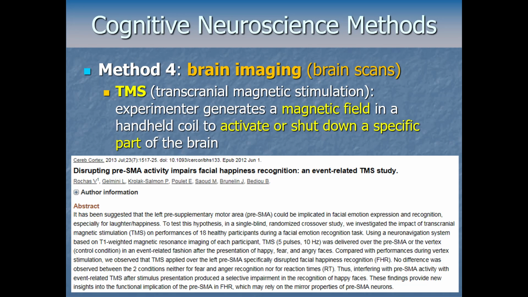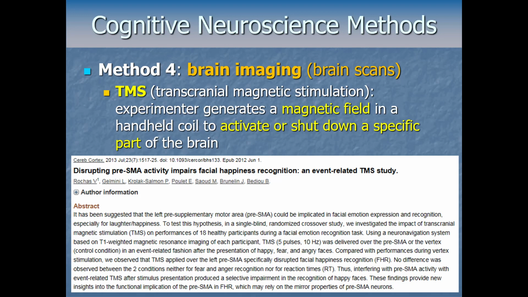So this is an area near there. They're just using TMS on an area just in front of the supplementary motor area. So disrupting pre-SMA activity, the area just in front of the supplementary motor area, impairs facial happiness recognition. If you read the abstract, they say it has been suggested that left pre-supplementary motor area could be implicated in facial emotion expression and recognition, especially for laughter and happiness.